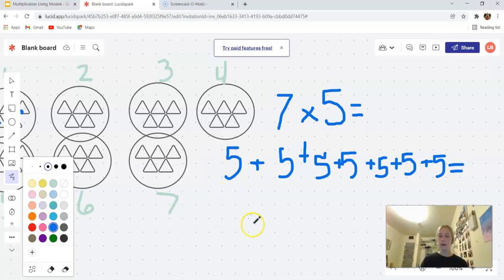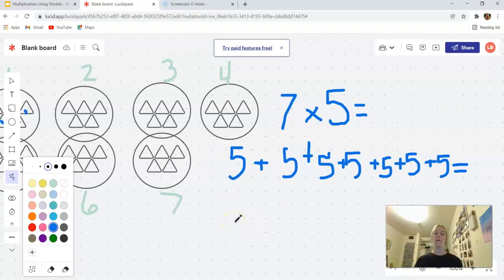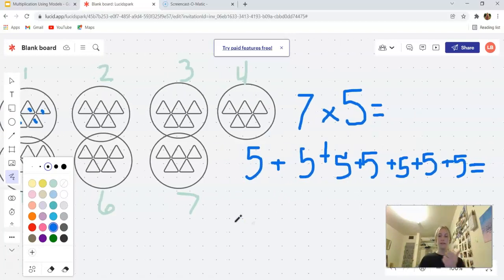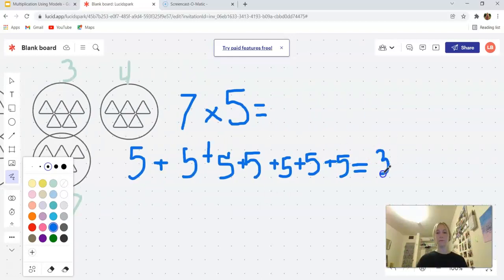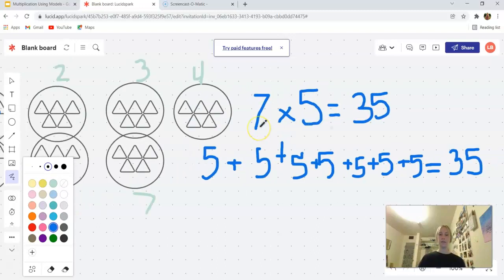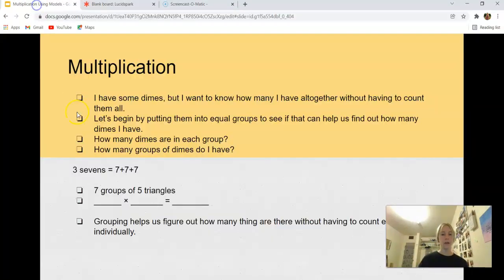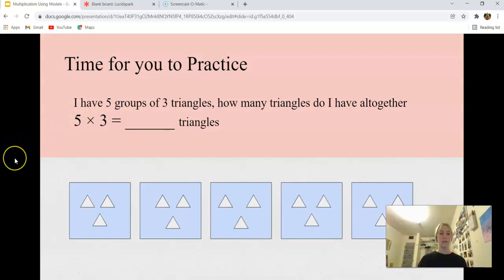So then we can skip count. 5, 10, 15, 20, 25, 30, 35. So we know 5 added to itself 7 times equals 35. That means that 7 times 5 equals 35. Very good.